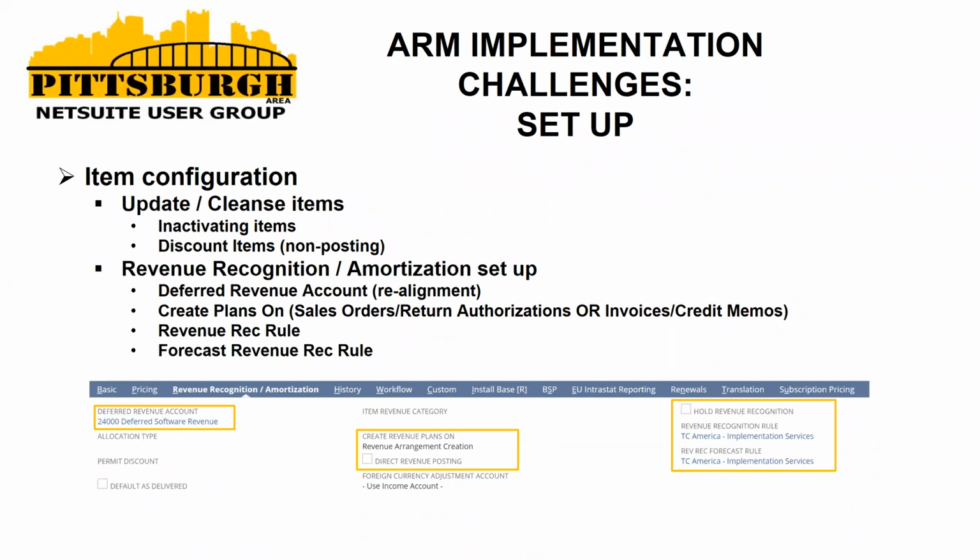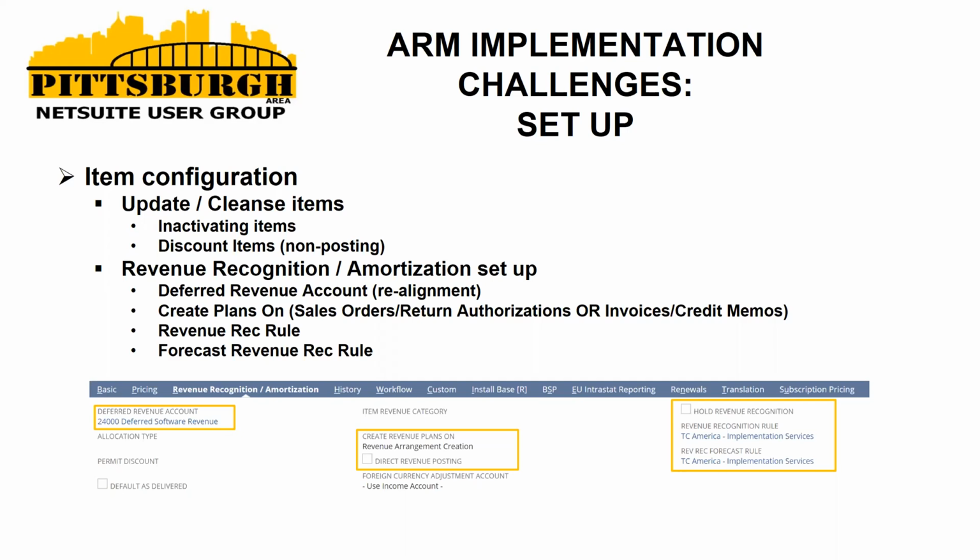But next, I wanted to talk through some of the challenges that we faced when we implemented ARM. One of the main things we had, just the starting point, was the item configuration. The revenue is all tied to how an item is sold and how it's set up, when it's going to create a revenue recognition and what that revenue recognition rule is.